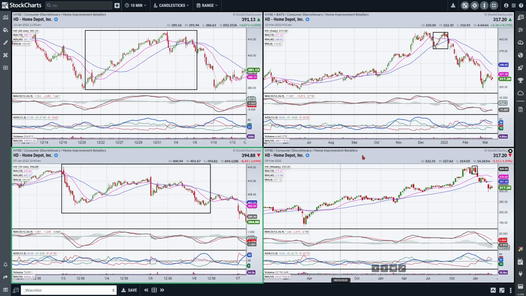Okay, so the example I want to use today is Home Depot. I've got 4 time frames up, but they're 4 different time frames than I typically use. I've got a weekly in the bottom right, a daily in the upper right, an hourly in the upper left, and then a 10-minute in the bottom left. And I've boxed out on each of the charts the area that I want to discuss today.